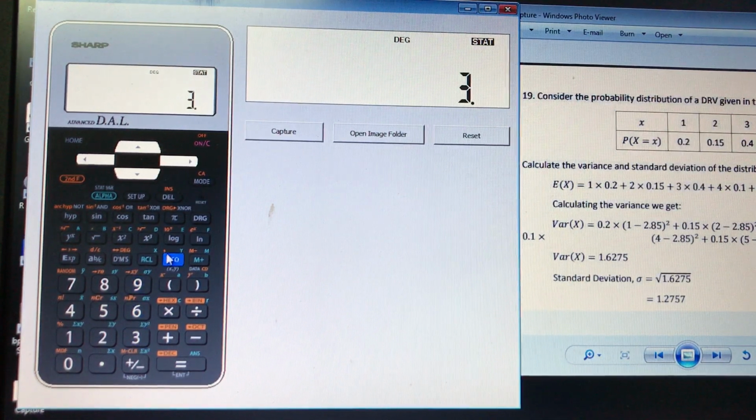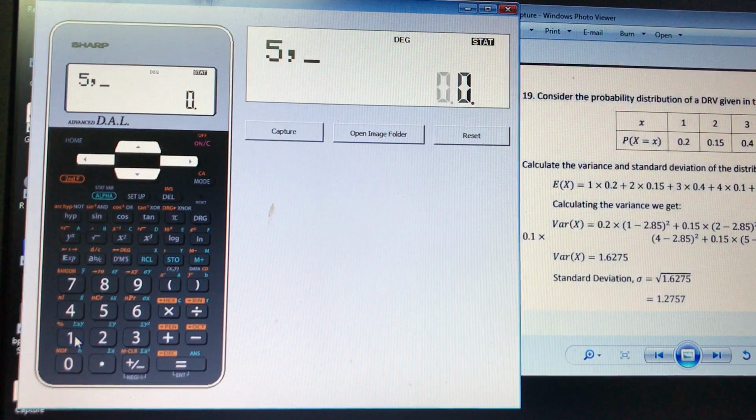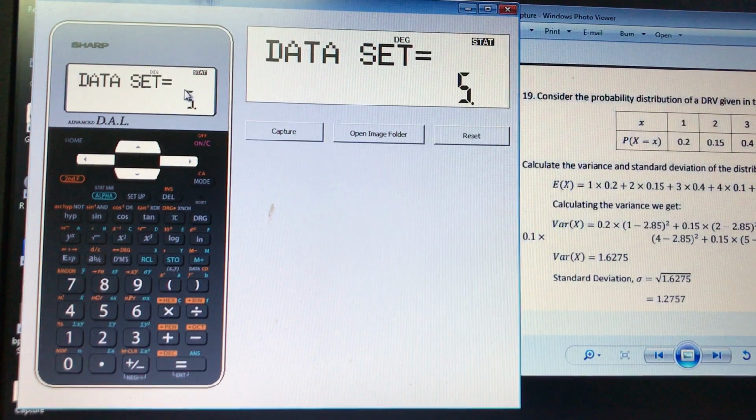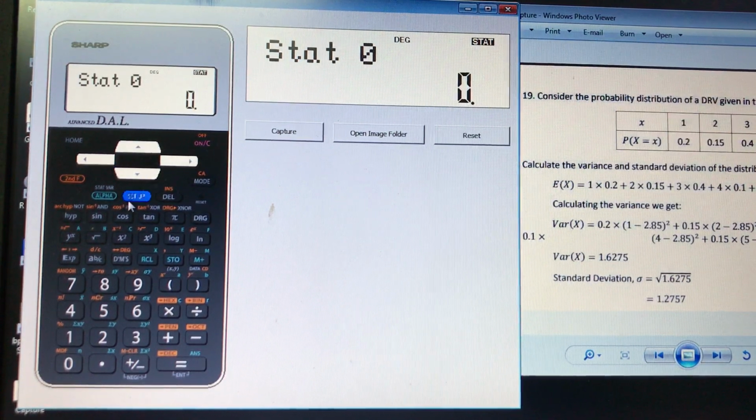So score 3 and its probability was 0.4, M+, score 4 and its probability was 0.1, M+, and score 5 and its probability was 0.15, M+. You can see I've got 5 scores in my data set, and you can read that as score 5 has the coordinate or the data, the probability 0.15, and you can see I can just arrow up and down through my data set. I'm just going to clear that.